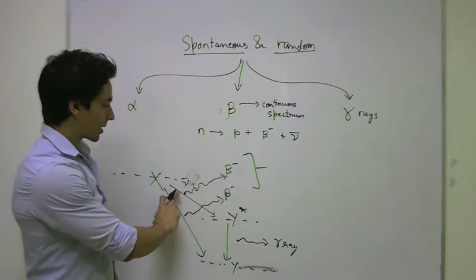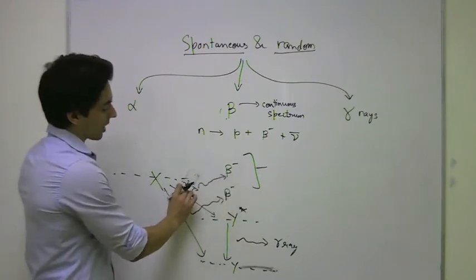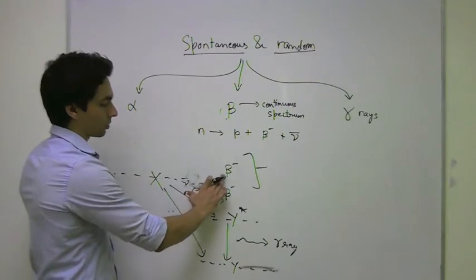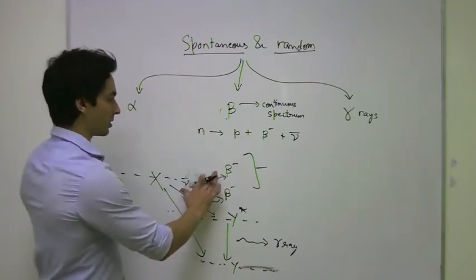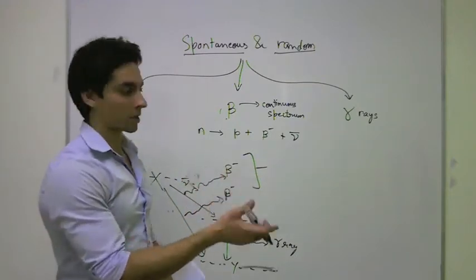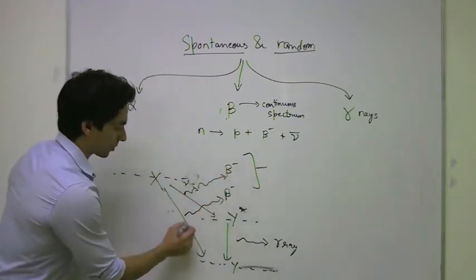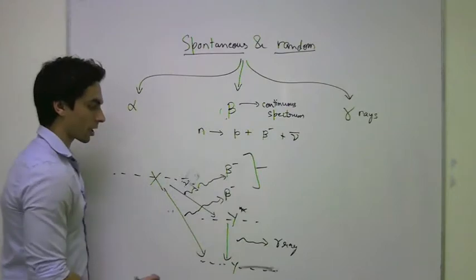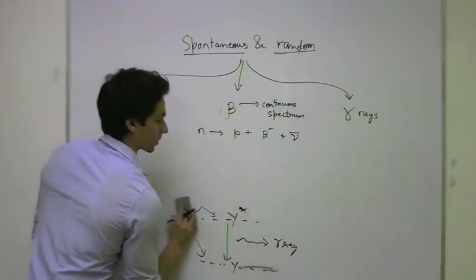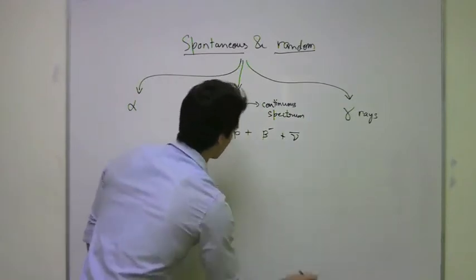So therefore you can see that the beta particle can have energies ranging from almost 0 all the way to the total energy being released in this decay. So therefore beta negative particles will have a continuous spectrum. Same thing for this case as well. So that's a beta negative decay.